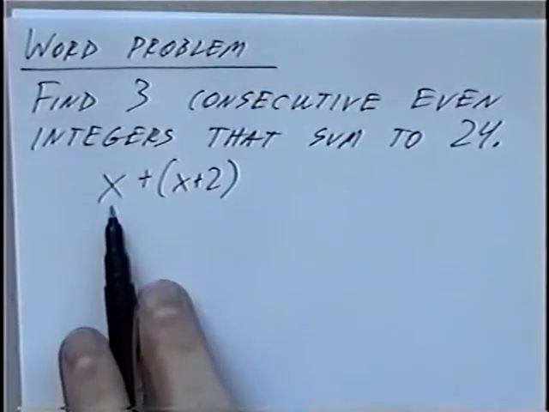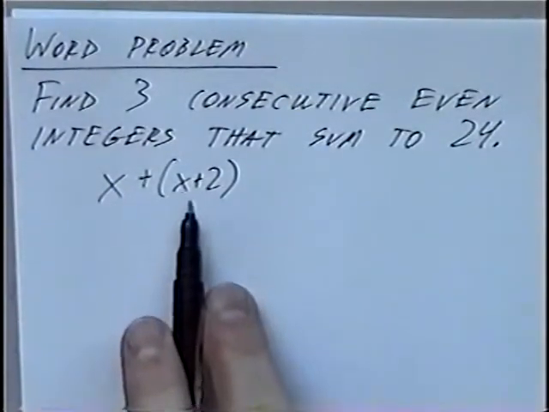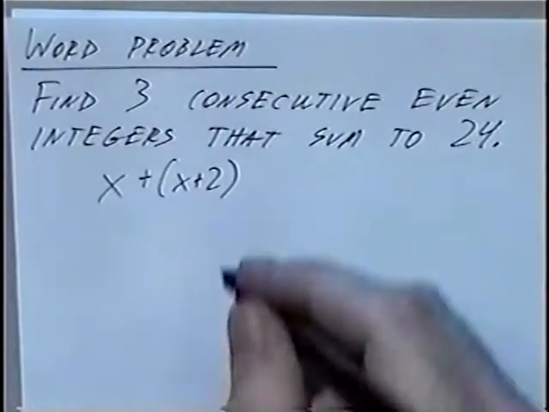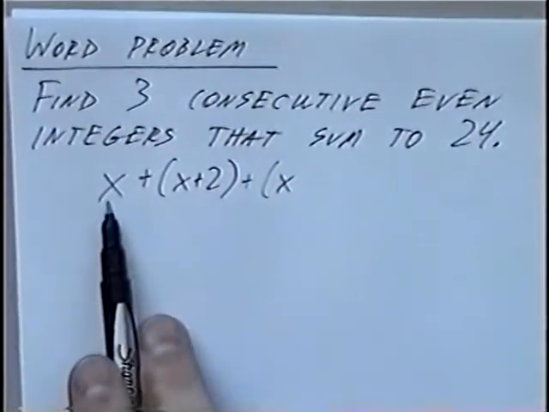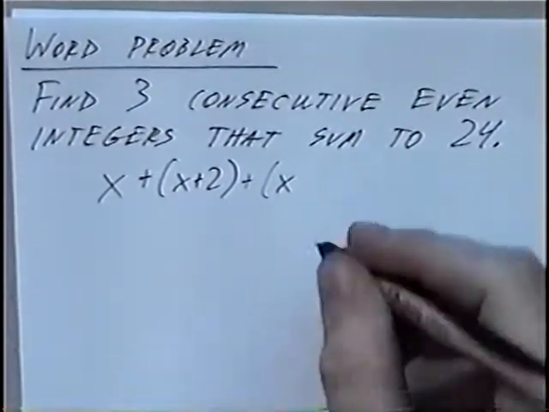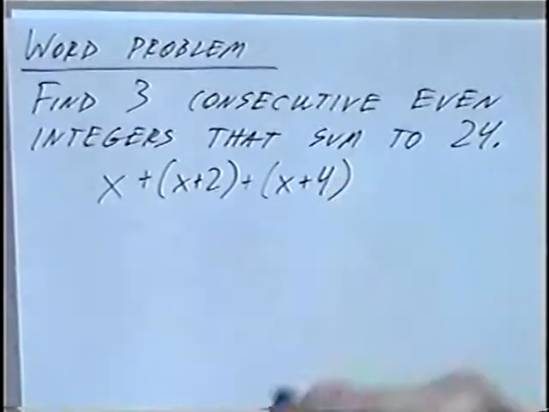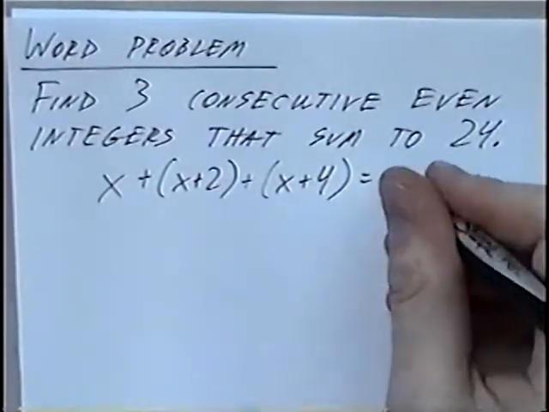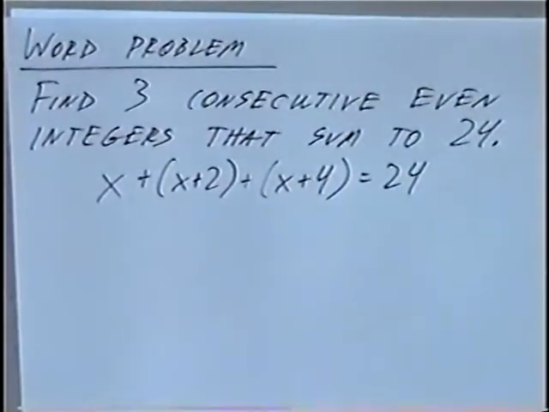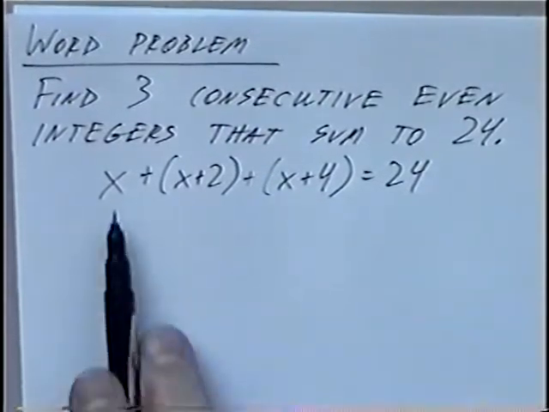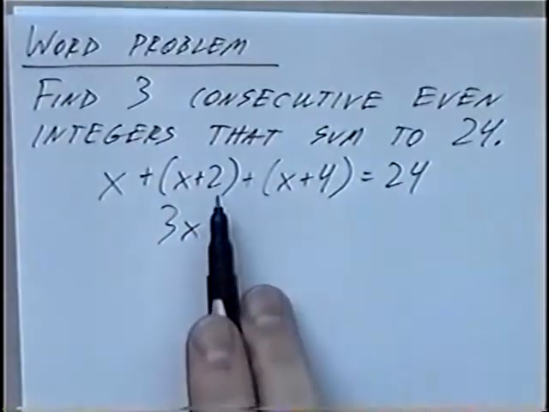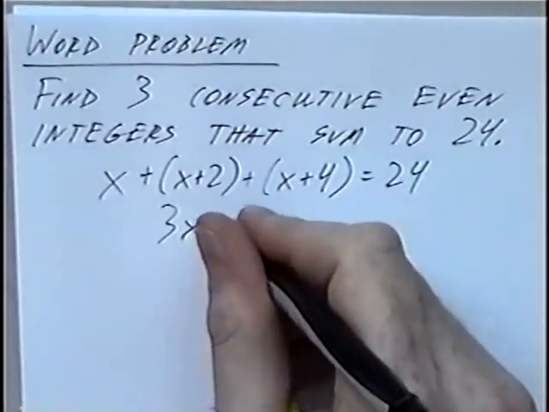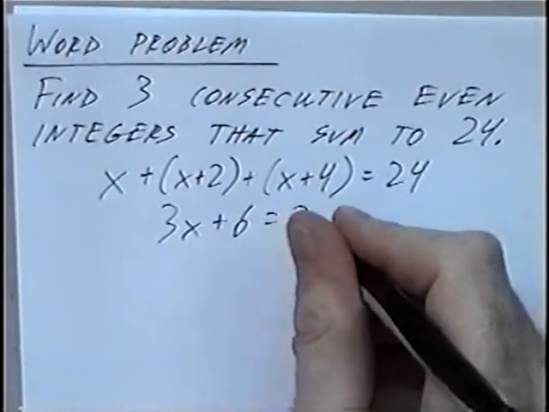So the first even integer is x, the next even integer is x plus 2, and the third number past that, in terms of x, would be 4 numbers above x, so it would be plus 4. And the sum would be 24. Solving this equation, x plus x plus x would be 3x, 2 plus 4 would be 6, equals 24.